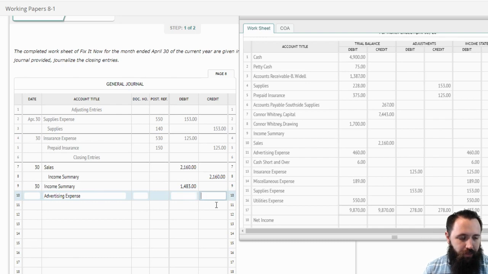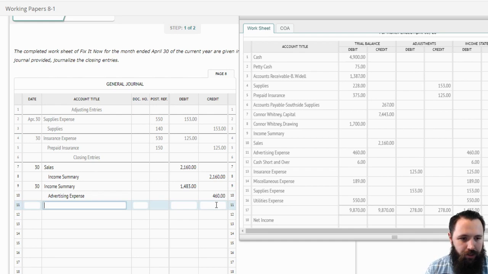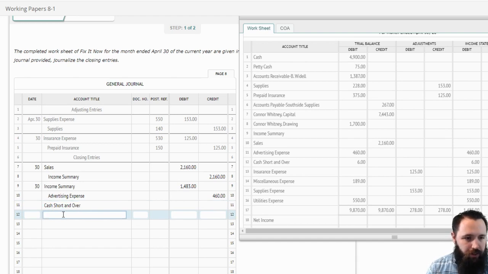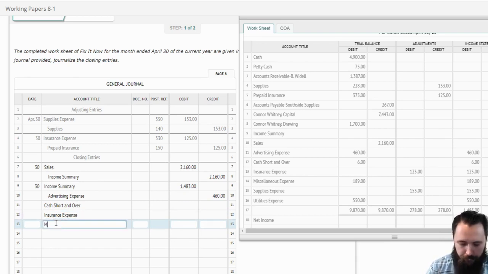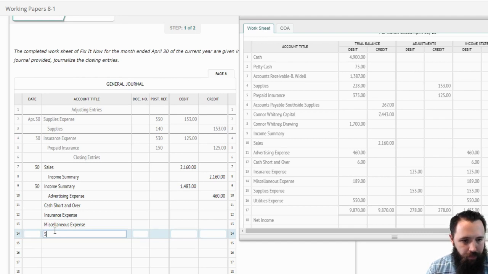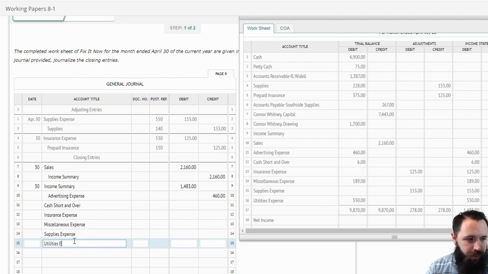Advertising expense. And we're going to credit advertising expense by $460 to bring that balance to 0. Cash short and over. I'm actually just going to write them all out first. I think that'll go quicker for me. Insurance expense. Miscellaneous expense. Supplies expense. And utilities expense.